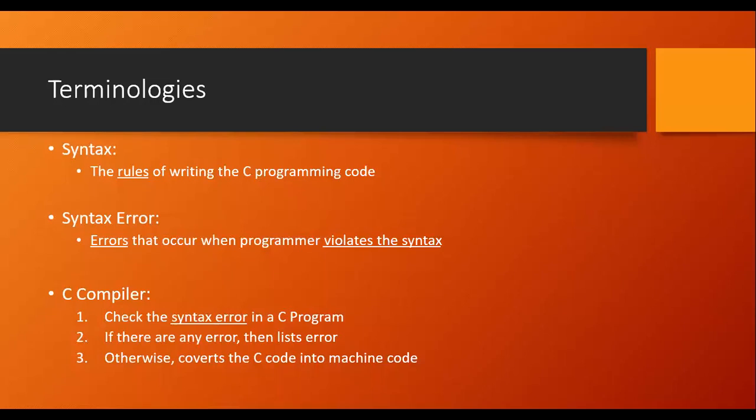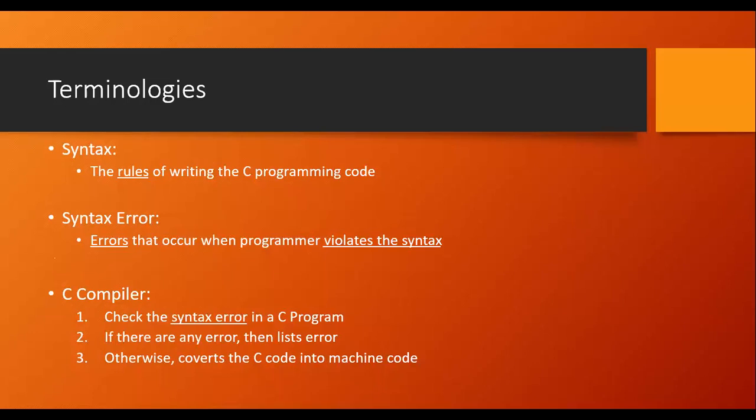So we need an intermediary which will translate the code written in a human-understandable language into the machine-understandable language, that is machine code. In order to do this translation, the software is called a compiler. And for C programming, the compiler is called a C compiler. What is its job? First, it has to check whether the C program written by the programmer is correct, correct in the sense of whether it has followed all the rules prescribed for writing the C program.